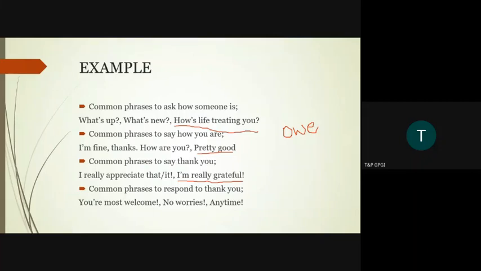So another thing is anytime. Thank you for helping me. Anytime, no problem. If somebody is saying, thank you for helping me, how you can respond? Anytime, no problem, no worries, likewise.